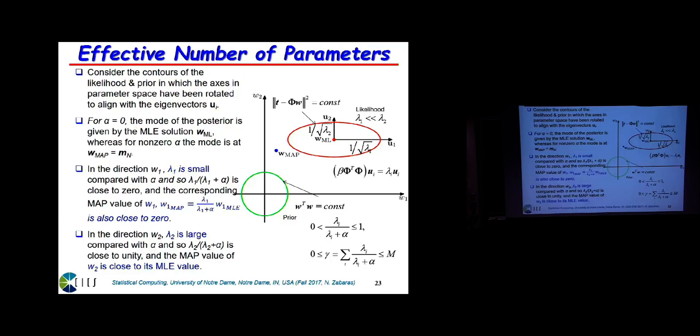So lambda 1, lambda 2 are the precisions in the different directions, and obviously lambda 1 in the direction u1 is very small, because 1 over square root of lambda 1 is very big. So in this direction, I am not very confident using the data. The likelihood model is not very confident in the estimation of w in this direction. And because it's not very confident, it will pull your w estimate closer to the contours of the prior, which are centered around zero, and it will give you an estimate for w1 that is equal to zero.